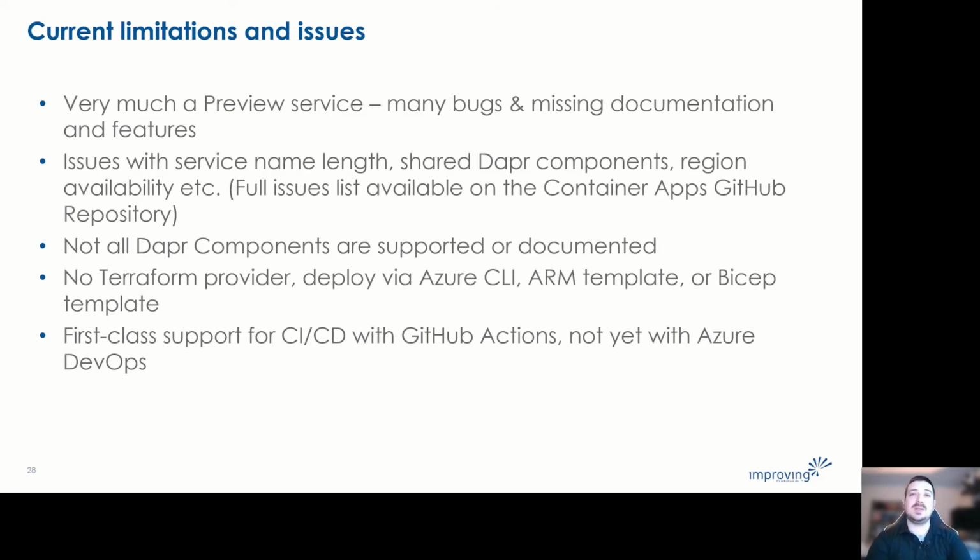In addition, it uses a slightly different YAML configuration syntax than native Docker components. There's no Terraform provider as of yet. You deploy via Azure CLI, ARM templates, or Bicep. And first-class support for CI/CD with GitHub Actions exists, but not yet with Azure DevOps. However, because of the Azure CLI integration, you can run all of your CI/CD pipelines using different tools and tasks in Azure DevOps pipelines as well.